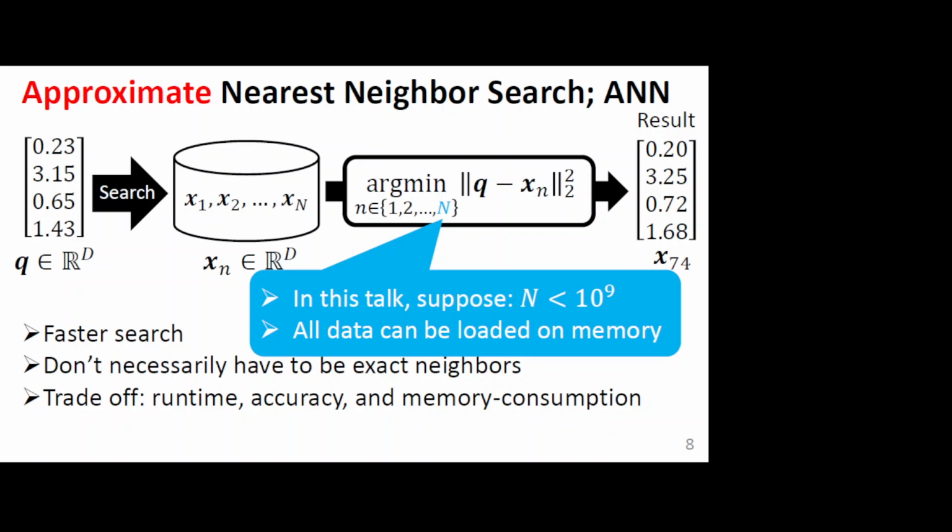Okay, so in this size, let's suppose your number of data is smaller than 10 to the 9. It means less than 1 billion. So we suppose your data set is about million scale, not billion scale. But in the next topic, we will talk about how to handle the billion scale.